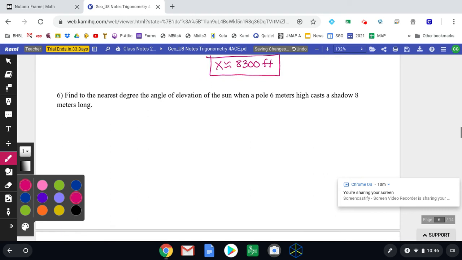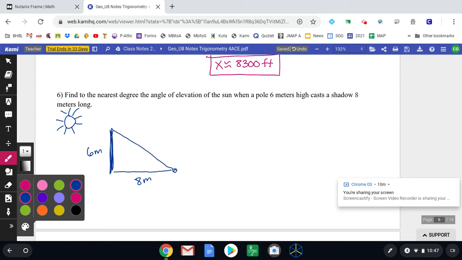All right, number 6. Find the nearest degree, the angle of elevation of the sun. All right, so we have a pole that's 6 meters high. We've got the sun. And when it casts its shadow, it's going to be on the ground, and that shadow is 8 meters long. So if I think about where my shadow ends, my angle of elevation here, right, is what's going to get me up to the sun.